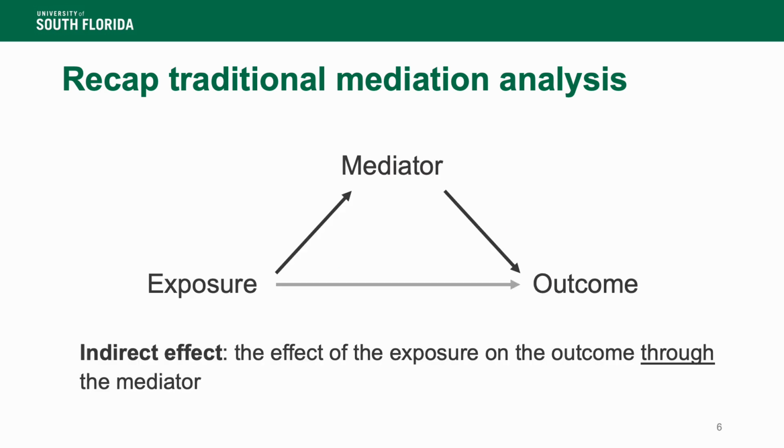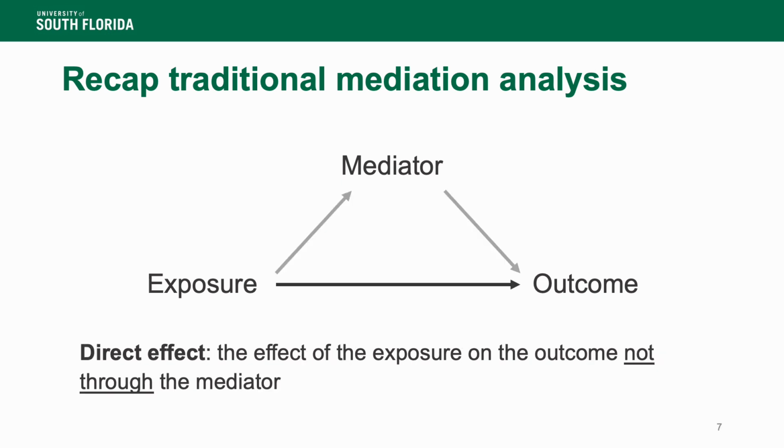So the indirect effect is the effect of the exposure on the outcome through the mediator. And when we think of the indirect effect in terms of this figure, then it represents the arrow from the exposure to the mediator and the arrow from the mediator to the outcome, because these two arrows together show how the exposure transmits its effect on the outcome through the mediator. The direct effect is the effect of the exposure on the outcome not through the mediator. So in this figure here on the slide, the direct effect is represented by the direct arrow from the exposure to the outcome.